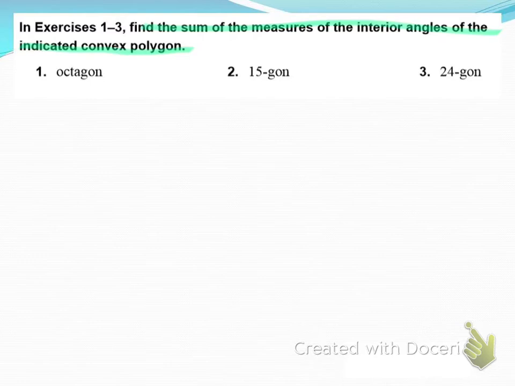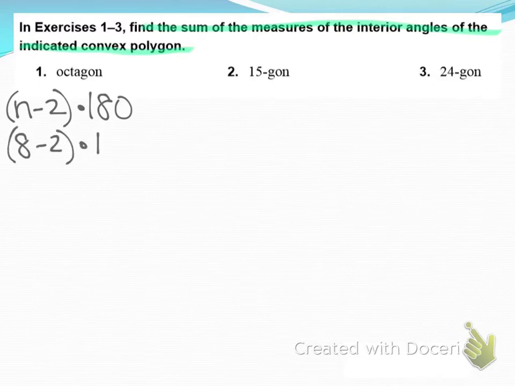So number 1, we have an octagon. So to find how many degrees fit inside of an octagon, we're going to use the formula. N minus 2 times 180. N represents the number of sides. How many sides does an octagon have? 8. So how many triangles are in an octagon? 6. Remember that, yeah. 6 times 180.